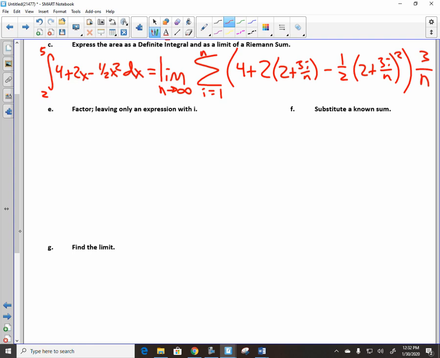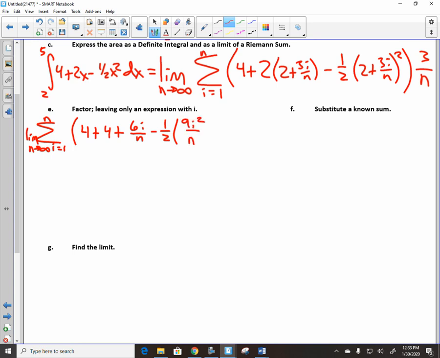So let's do a little bit of algebra. Limit as n goes to infinity, sum from i equals 1 to n of, I'm going to just try to get rid of these inside parentheses, so it's going to take a while. 4 plus what? 4 plus 6i over n minus 1/2. Shoot, I have to square all that out. I have to multiply that out. 3i over n times 3i over n.